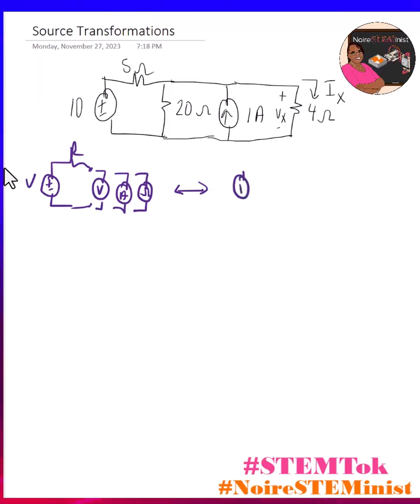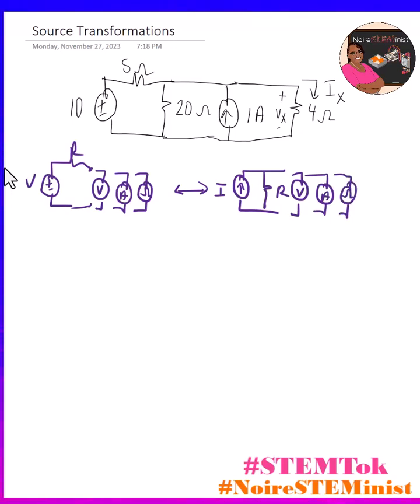And that equivalent circuit is a current source in parallel with a resistor. And this is where we get source transformations from. So no matter whether I have the circuit on the left or the circuit on the right, if I put a voltmeter, an ammeter, and an ohm meter across those terminals, they would read the same voltage and resistance.